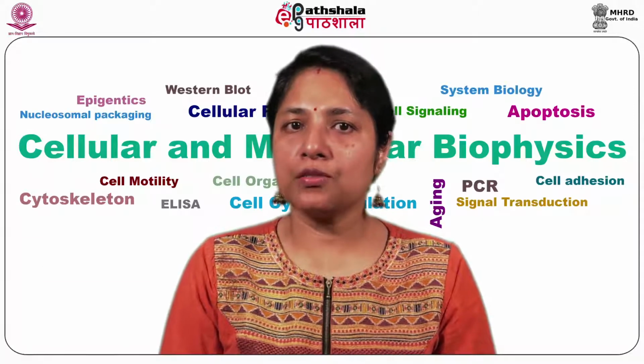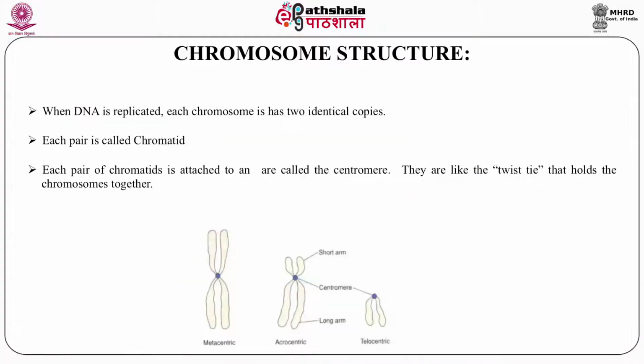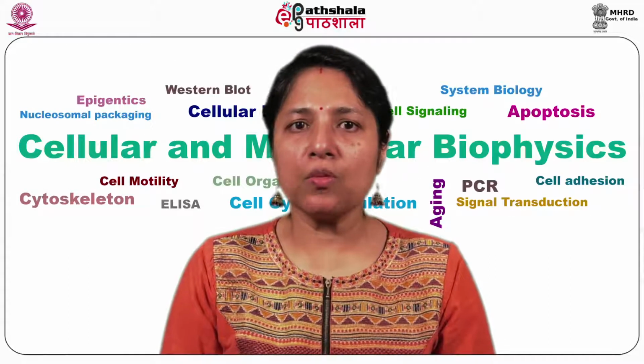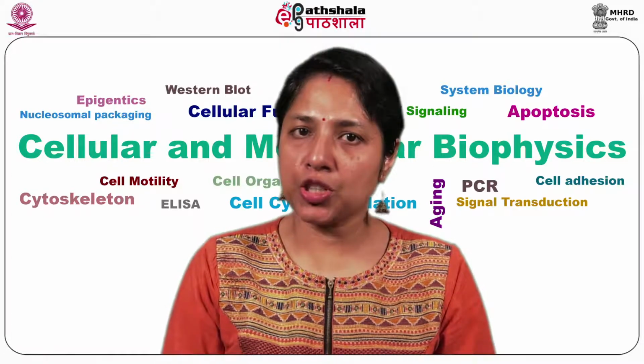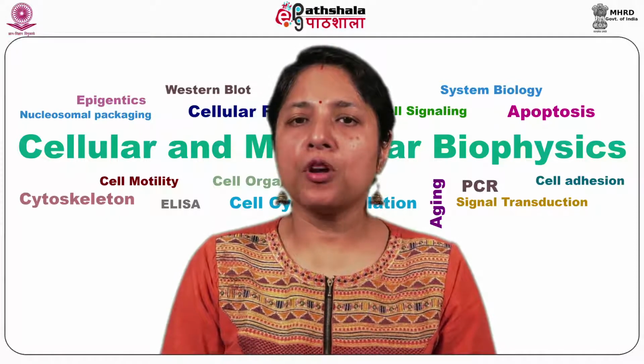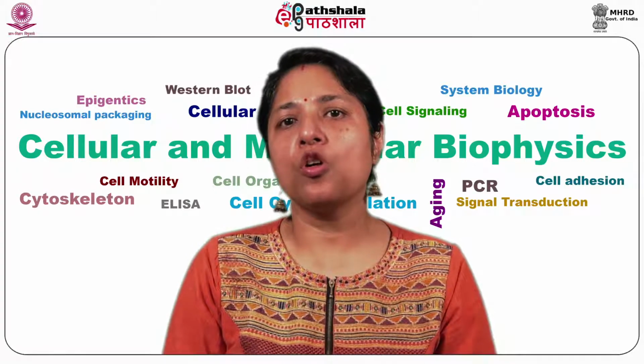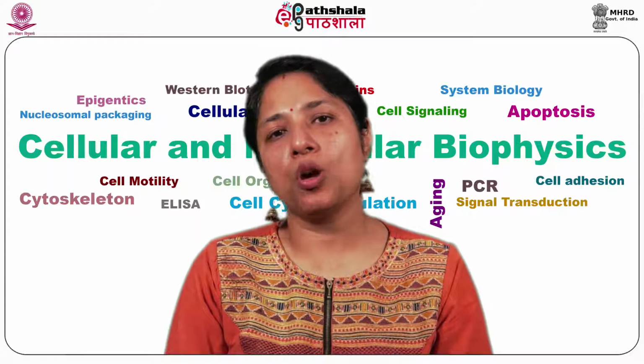Before cell division, each chromosome is replicated or copied. Each pair of chromatids is attached at a region called the centromere. They are like the twist tie that holds the chromosome together. Each chromosome in the pair is identical in shape and size, but the genetic information might vary, one from each parent. A cell that contains both chromosomes of a homologous pair is termed diploid.